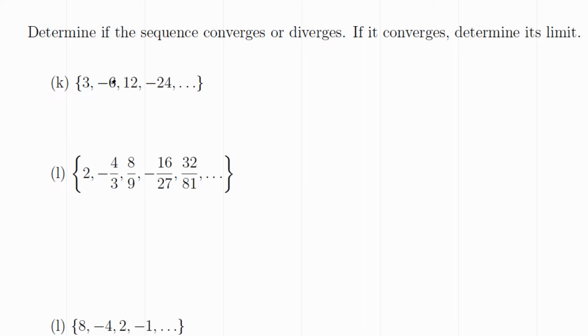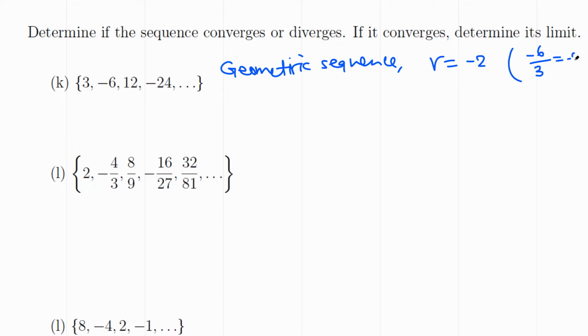Let's see. The common ratio is just second divided by first, which is negative 2. Let's confirm. What is third divided by second? That's negative 2 as well. So this is indeed a geometric sequence with common ratio r equals negative 2. We just confirm by dividing second by first and checking with the others.